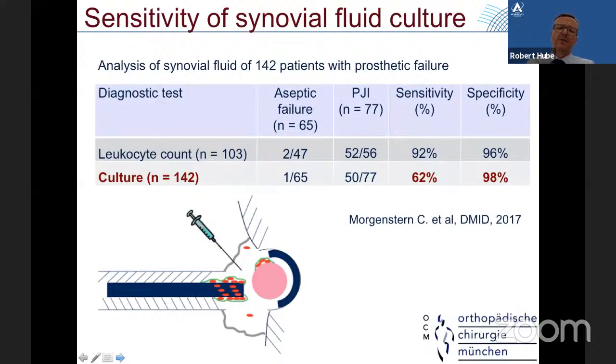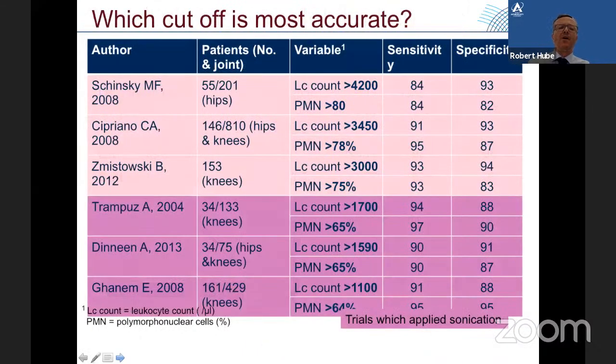And we touched on it already. But the culture, and these are the cultures for all high-grade and low-grade infections, so the sensitivity for low-grade infection is even lower, and a negative culture of an aspiration doesn't prove that the case is not infected. The problem of the leukocyte count is the cutoff. What is the right cutoff? And I touched on it already.